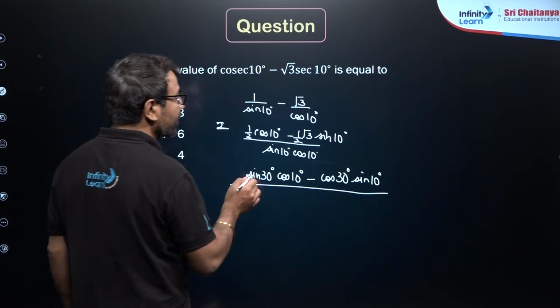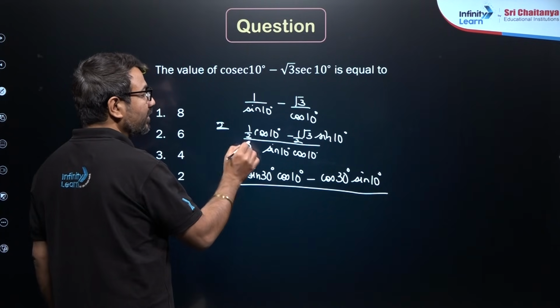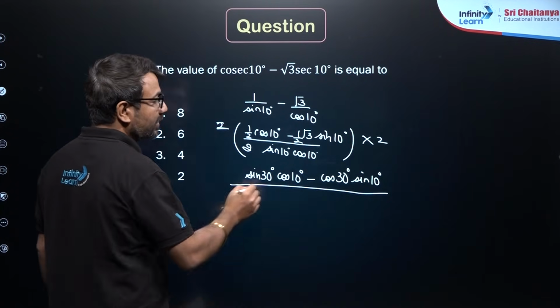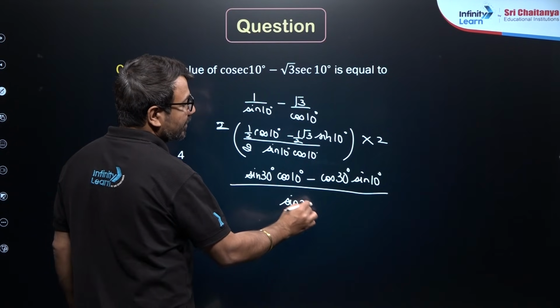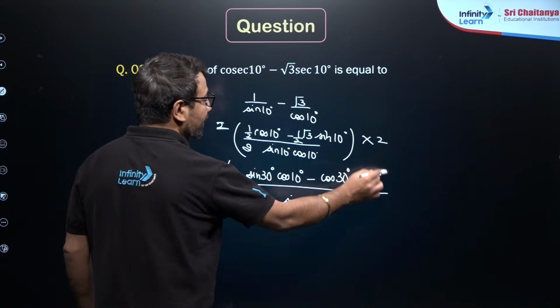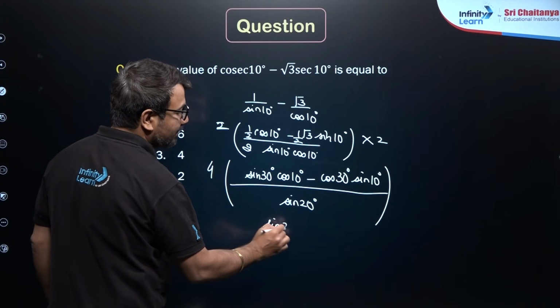And in the denominator, if you multiply by 2 and then you divide by 2, you will be able to understand here 2 sine theta cos theta will be sine 2 theta. So this 2 into 2 will become 4, and here the sine a minus b formula is applicable.